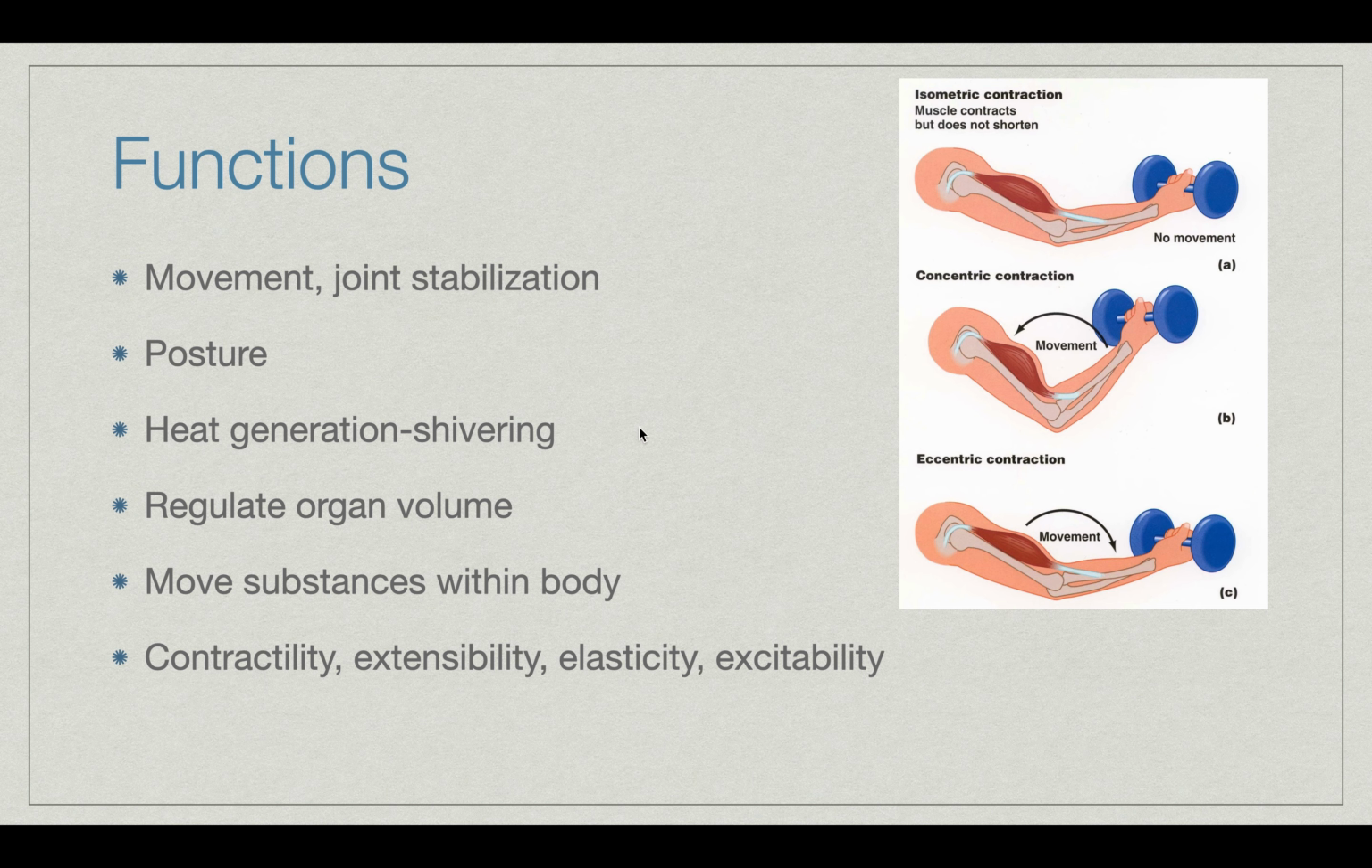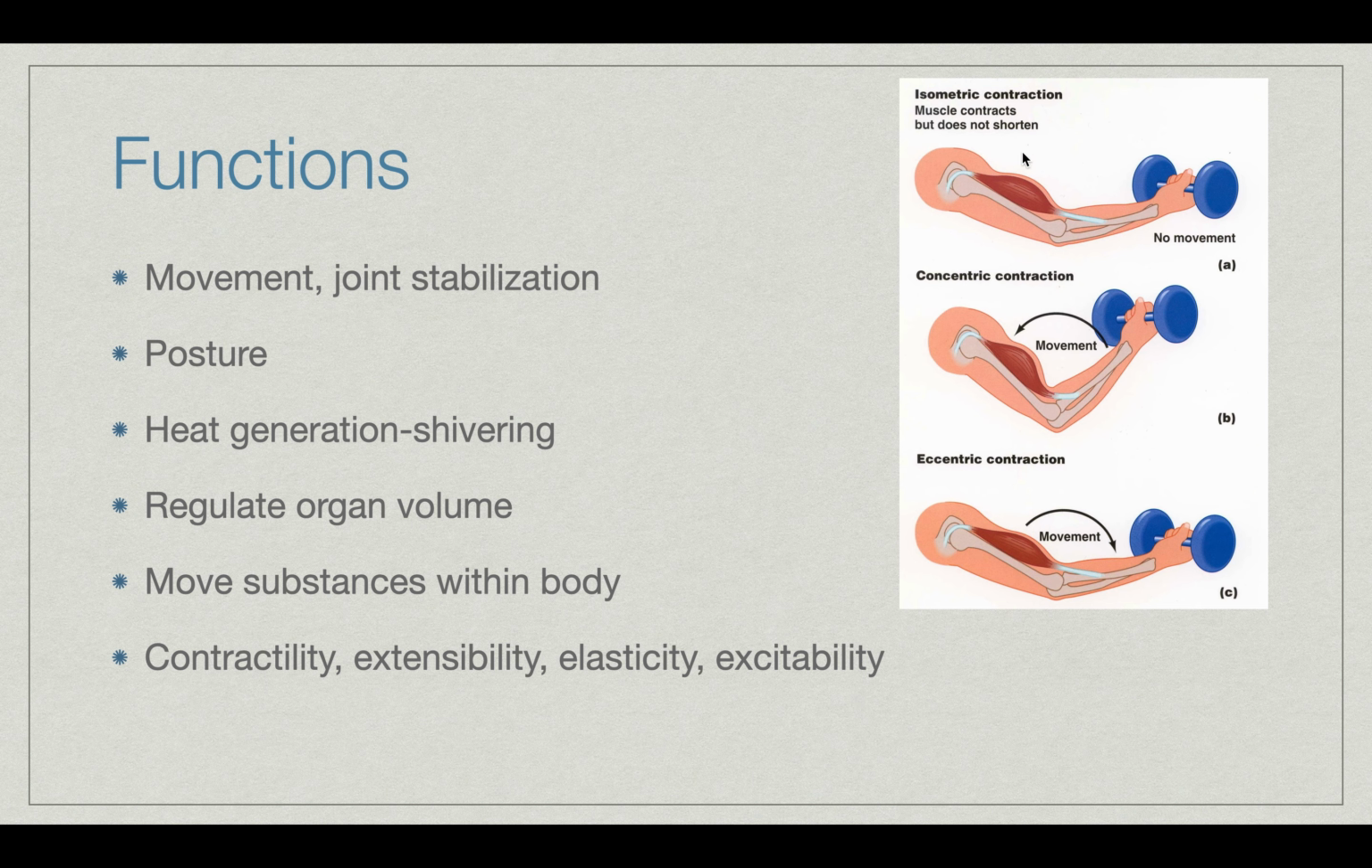And the four different types of movement are contractility, how much the muscle is able to contract; extensibility, how much the muscle is able to extend; elasticity, which means how able the muscles are to bounce back after something like hyperextension; and then excitability, that means how sensitive the muscle is to nerve impulses.